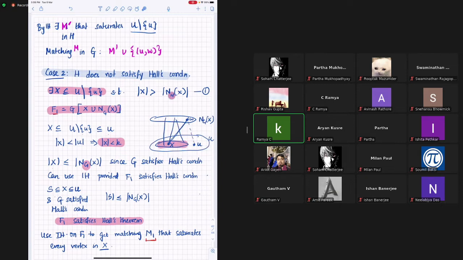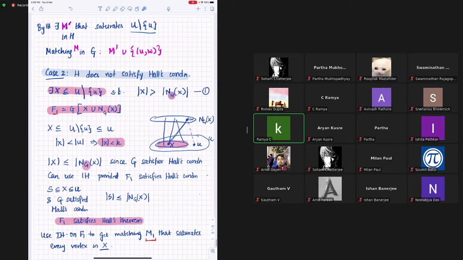So right now, what you know is that you have a subgraph H, and that graph does not satisfy Hall's condition. So when you know that the graph does not satisfy Hall's condition, what do you have? You know that there is a subset X of the smaller cardinality set such that its cardinality is far more than the size of its neighbors. That is why it did not satisfy Hall's condition. Here we mean the neighbors of X in the graph H. So now we want to use this set X to produce two graphs. One is F1, the other is F2.